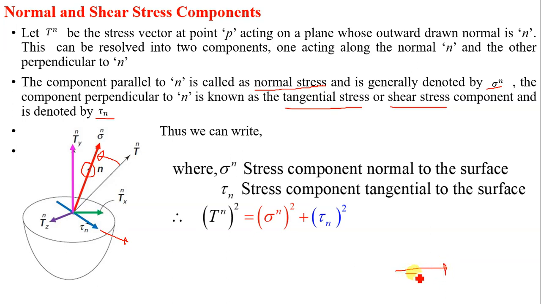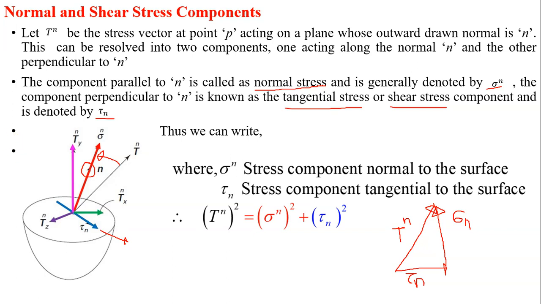If suppose this is tau n, this is sigma n, then according to Triangle's law, the resultant is a closing line, and this is nothing but the stress vector acting at point P, Tn is equal to root of sigma n square plus tau n square.